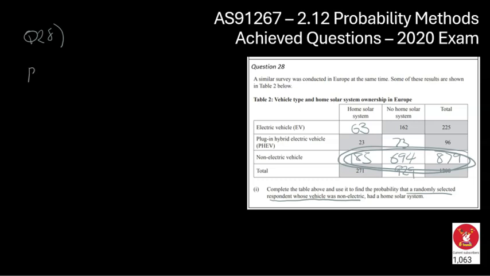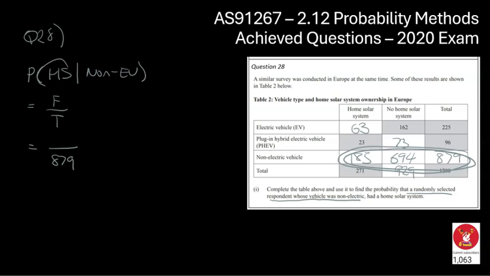So let's start off with my notation. So we're trying to find the probability they have, let's go HS for the home solar system, given they don't have an EV. So let's write non-EV. So same approach as the previous question. I'm going to use F over T. My total in this case is the 879. So I'm not going to use the whole 1,200 because not all 1,200 are non-EV owners. Only those 879 are. So that's my denominator, 879.